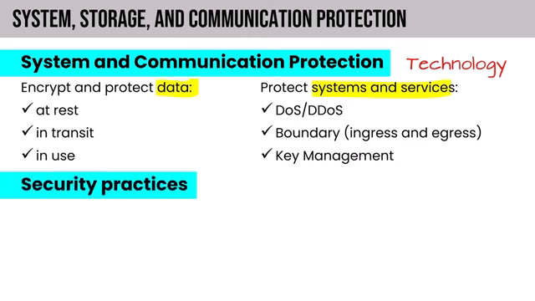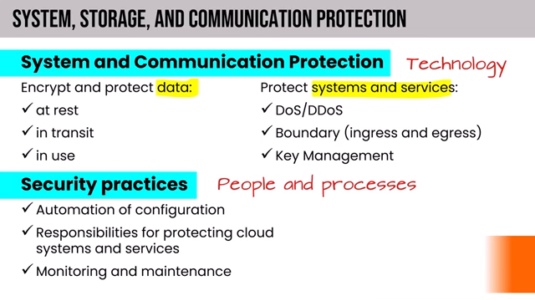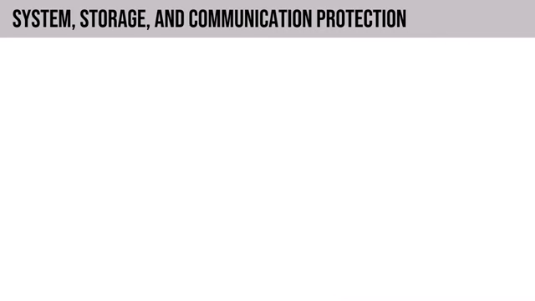And security practices, automation of configuration, think infrastructure as code. Responsibilities for protecting cloud systems and services should be well defined, monitoring and maintenance in place. This is a little more people and process focused. And remembering that customer and CSP roles in all of these areas are going to vary based on the shared responsibility model. So your responsibilities as a customer vary from IaaS to PaaS and SaaS, and we need to make sure you know the difference on exam day.